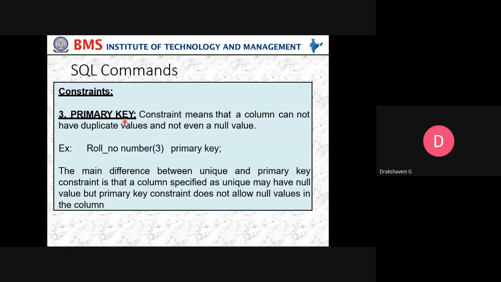Primary key constraint means that a column cannot have duplicate values and not even a null value. The roll number, that is number(3), is a primary key. The main difference between unique and primary key constraint is that a column specified as unique may have a null value, but primary key constraint does not allow a null value in the column.